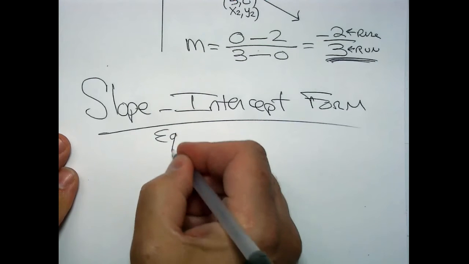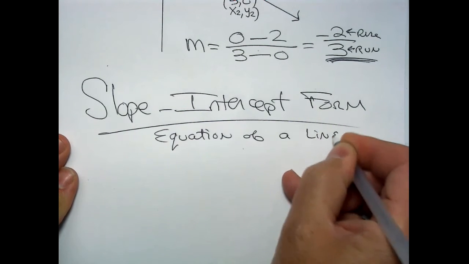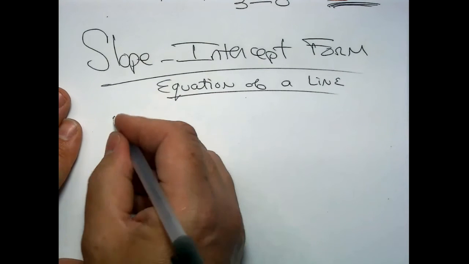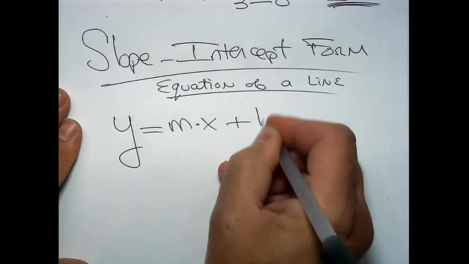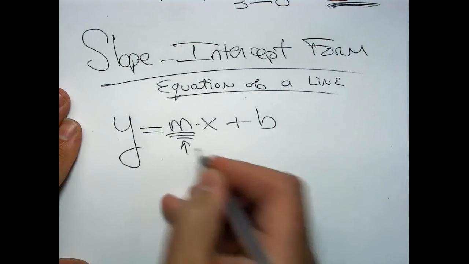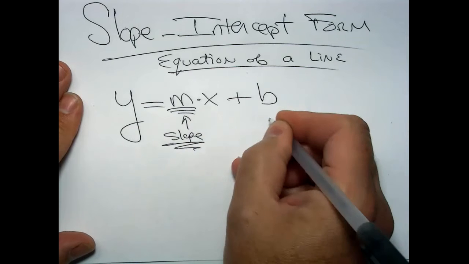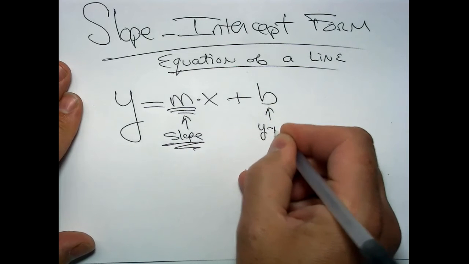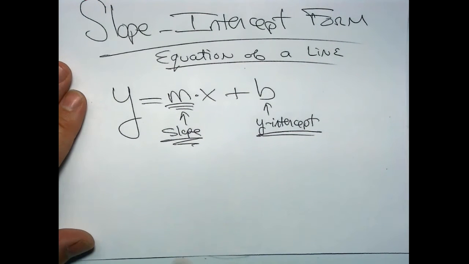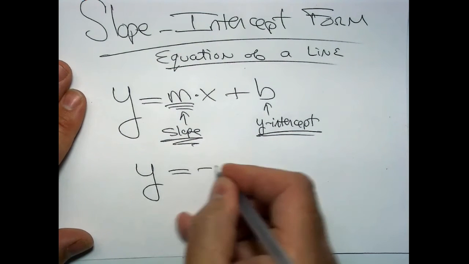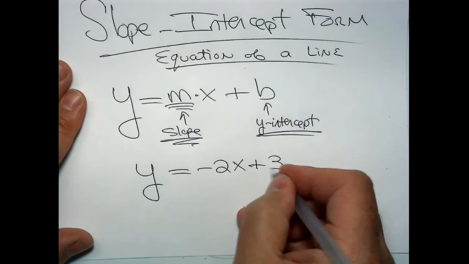Slope-intercept form for the equation of a line looks like this. It's probably the most common form we'll use in this class, y equals mx plus b. This is the same m as before. It's the slope. This is the y-intercept. And if you have the equation of a line in slope-intercept form, this is pretty easy to graph.